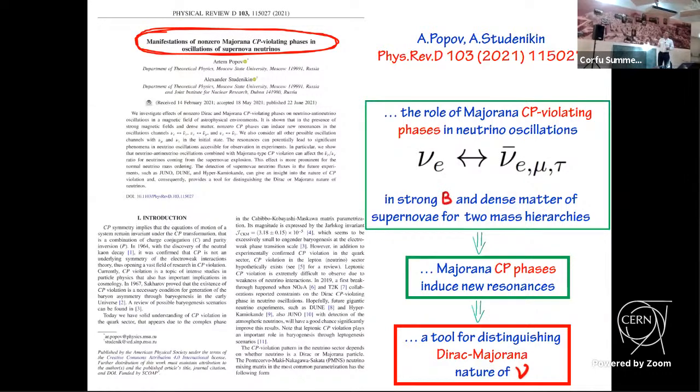We described the role of CP violating phases in neutrino oscillations, in neutrino, antineutrino, and strong magnetic fields, and have found that indeed the Majorana CP phases induce new resonances. And we predict that this can be an additional tool for distinguishing neutrino nature, Dirac or Majorana, that would be important for next high volume detectors like DUNE, Hyper-Kamiokande, and DUNE once supernova neutrinos are detected.